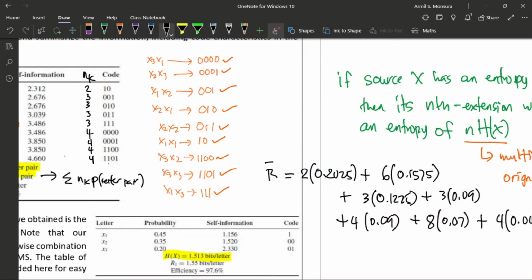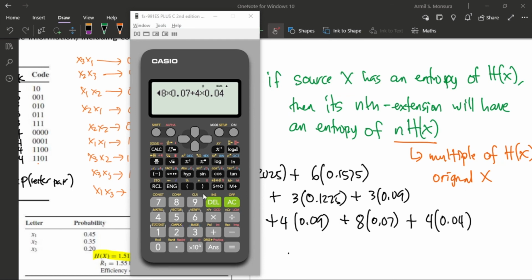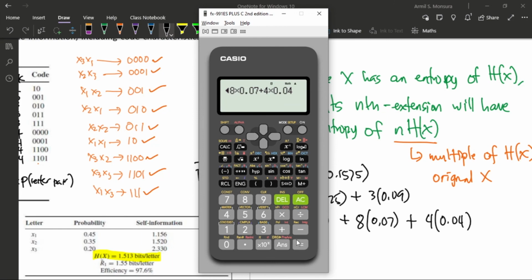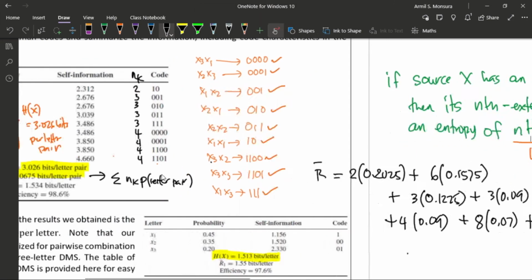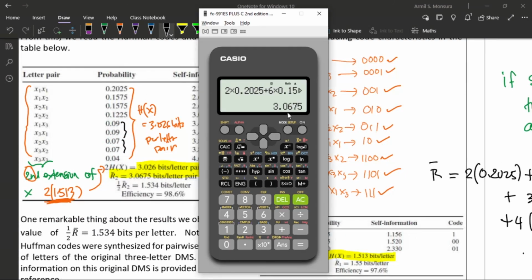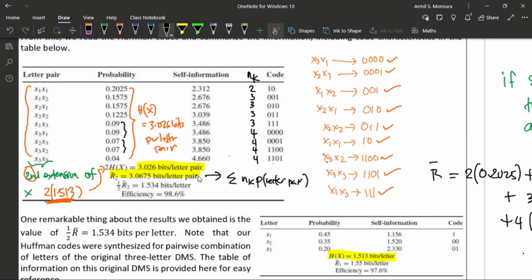So calculating R bar, or the average code word length, for the Huffman code that we have just synthesized gives us 3.0675. So R bar there is 3.0675. So now here's the thing.